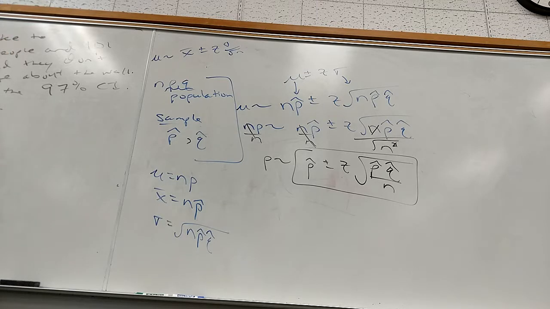So you're 101 out of 128, right? It's the part divided by the whole. N is 128. What's p hat? What is that?